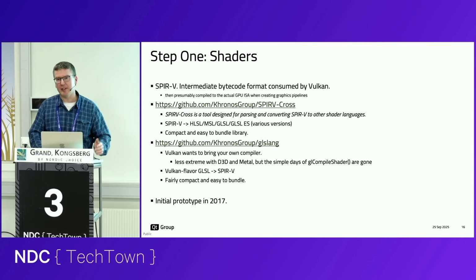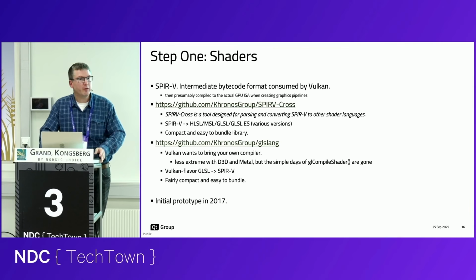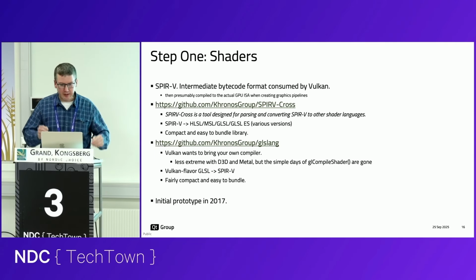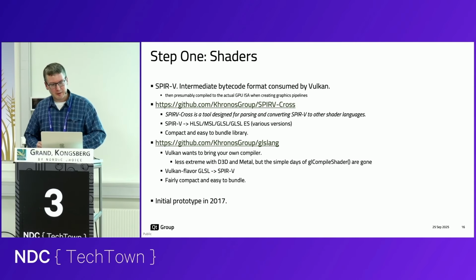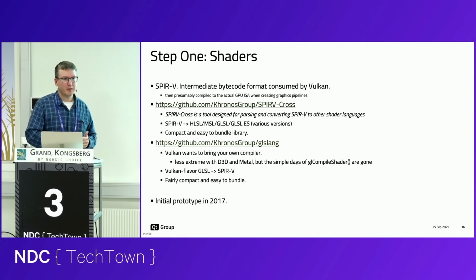But actually the first thing, maybe the more interesting thing to do first, was what do we do with shaders? Because there are different shading languages, right? Metal has the Metal Shading Language, Direct3D uses HLSL, and so on. So there was this library, SPIRV-Cross. I think today that's under the Khronos umbrella. And what does that do? That takes SPIR-V, which is an intermediate bytecode format. And that's, by the way, the only thing Vulkan consumes.